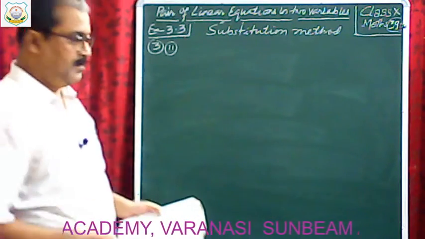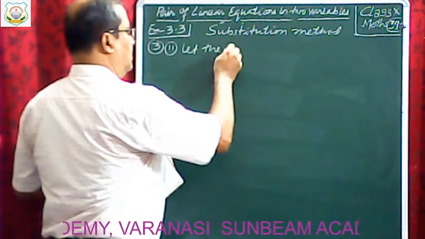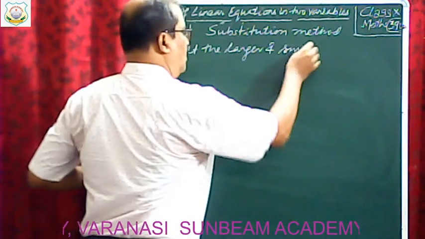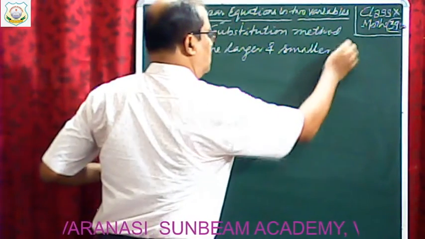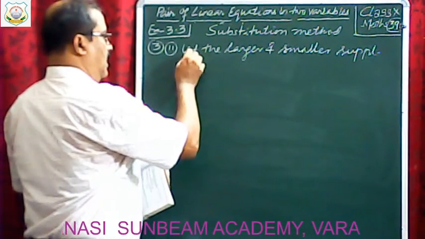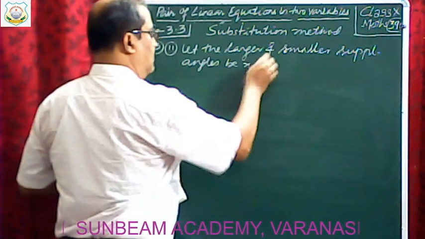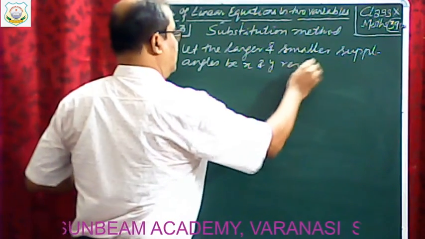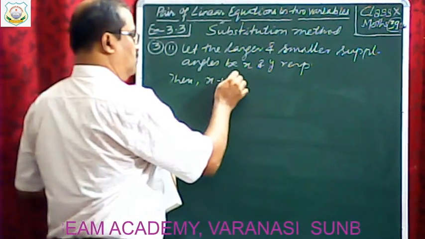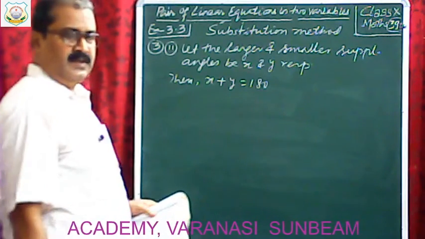So first of all you have to suppose both the supplementary angles. Let the larger and smaller supplementary angles be x and y respectively. Okay, then the sum of them equals 180. Sum of supplementary angles is 180 degree.